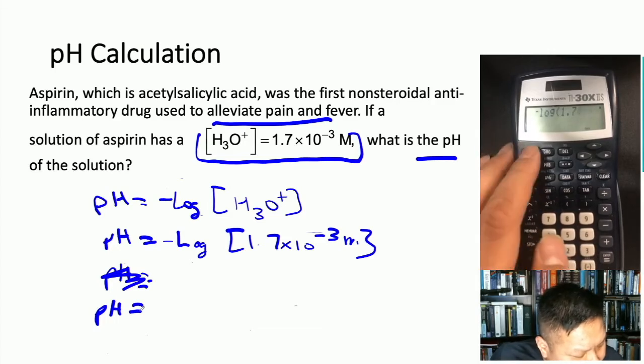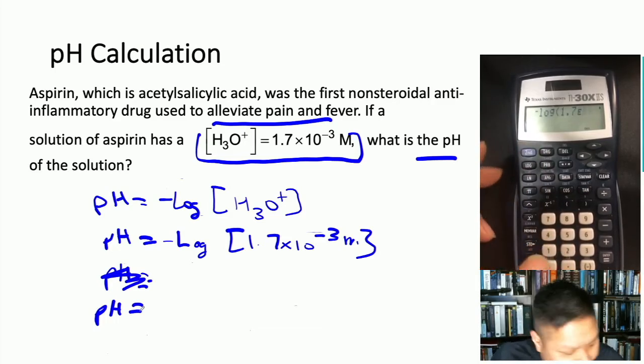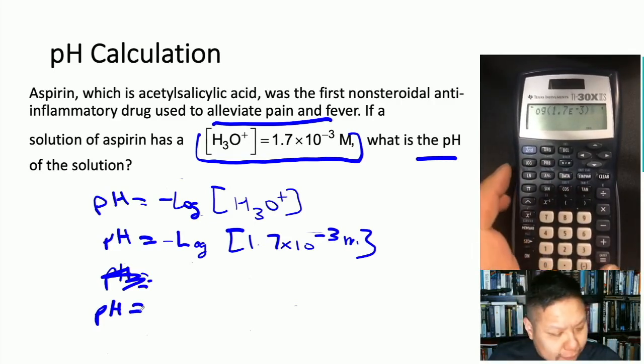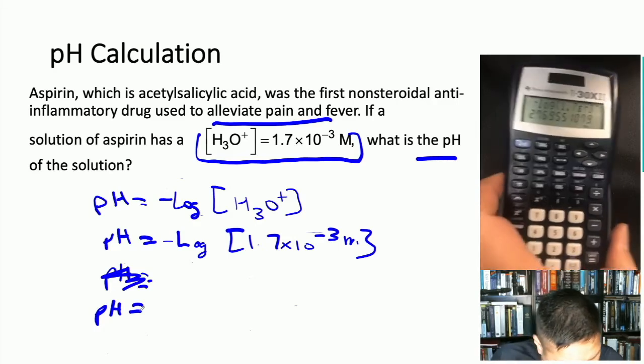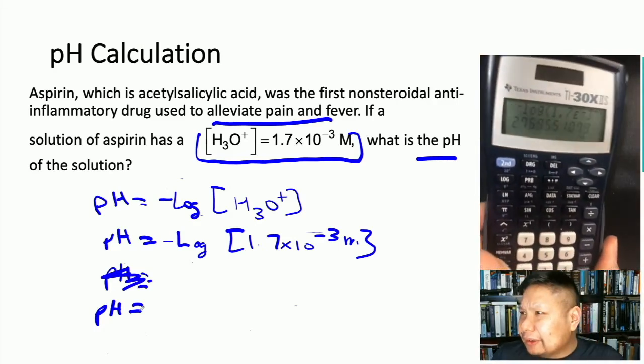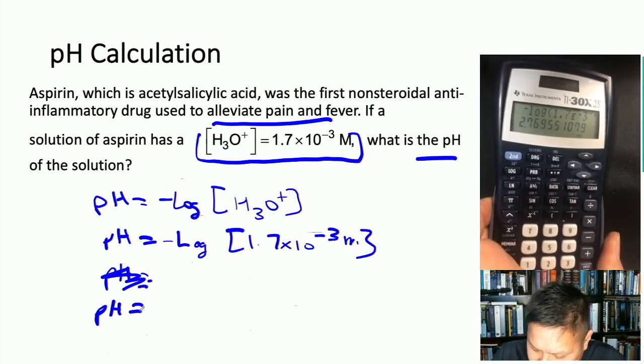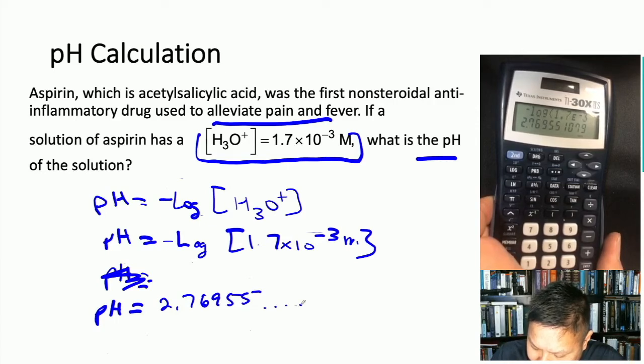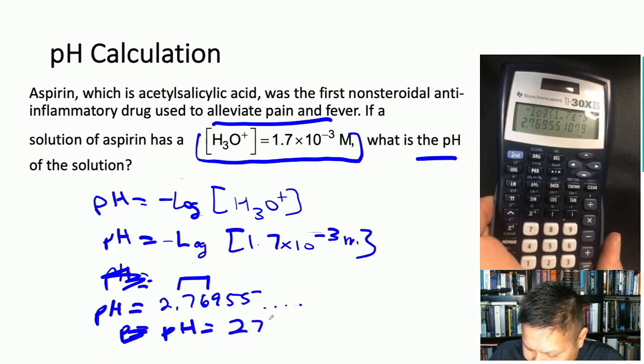1.7, and then E to the negative 3. Close the parentheses, and then press enter. And then we get, sorry, I can't see it very well. There we go. So we get pH equals 2.76955 dot dot dot. Lots of numbers right there. So we need to do 2 sig figs, which means that we end off right there. So pH equals 2.77.